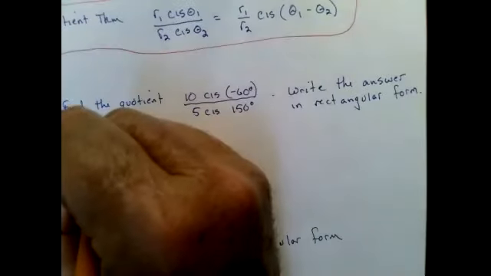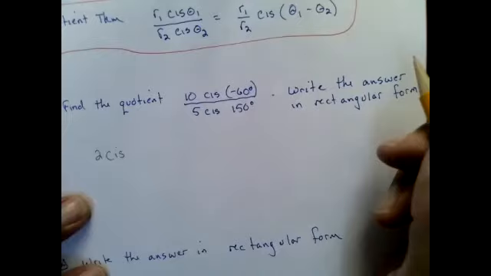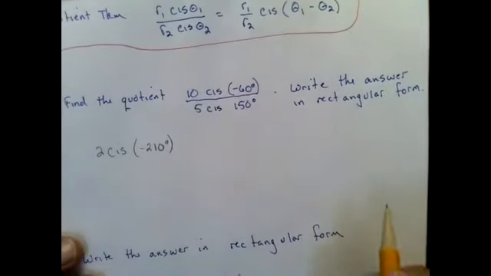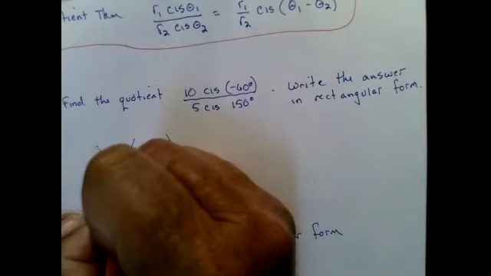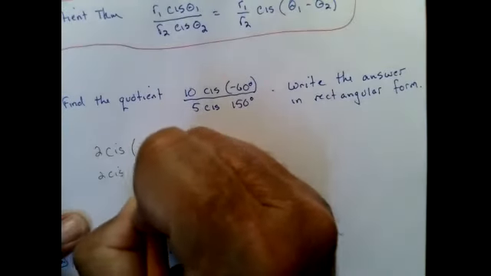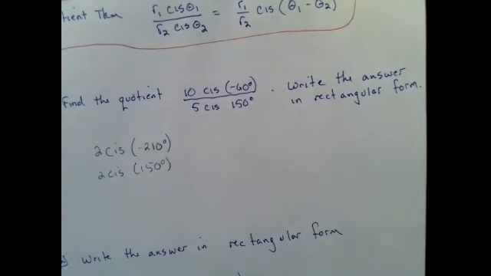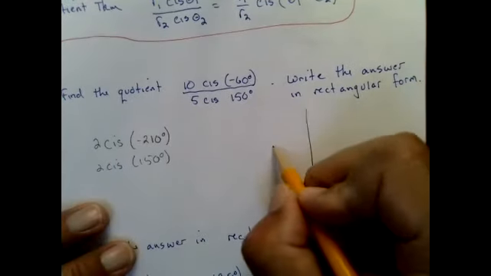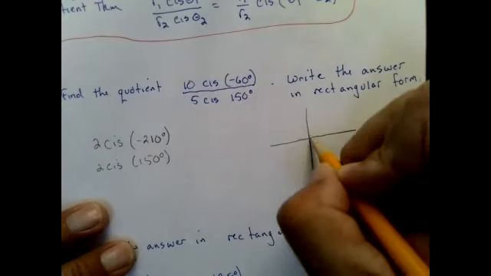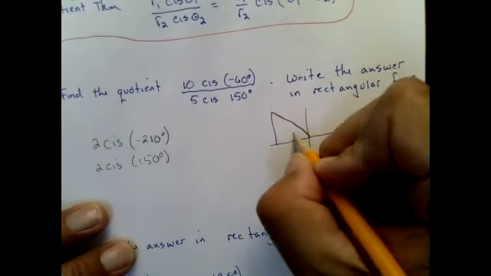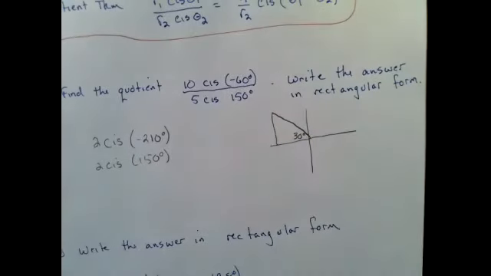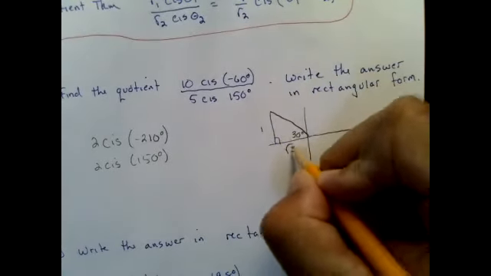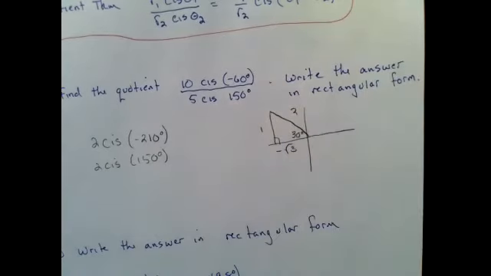Two. CIS negative 210. 2. CIS 150. So far, so good? Yep. 150 is going to be my 30. 1, square root of 3, 2. Put in my signs.